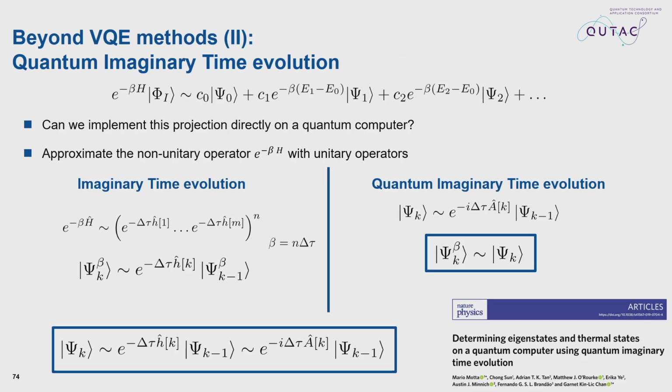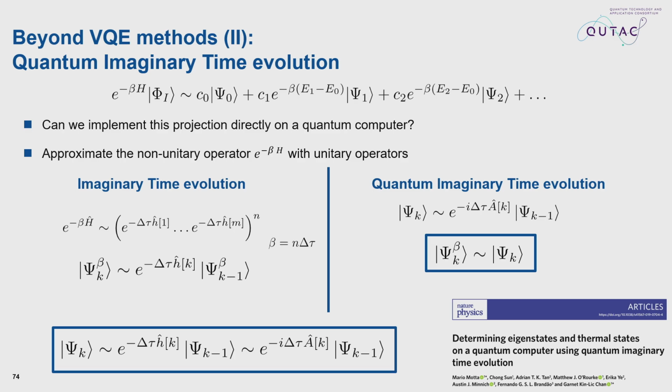Okay. Now again, imaginary time evolution is very relevant because this is a method that does not use any type of classical optimization. So in our second project we were interested in whether it is really possible to implement this projection operator directly on a quantum computer. The problem is that this operator is not unitary. If beta is very, very big, this is a projector, but there was a paper by Garnet Chan and collaborators that was able to approximate this non-unitary operator with a unitary operator.